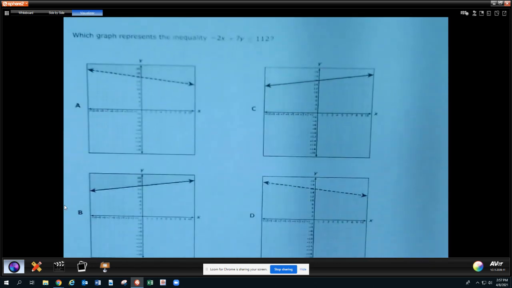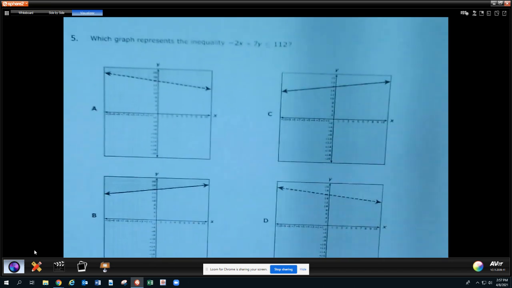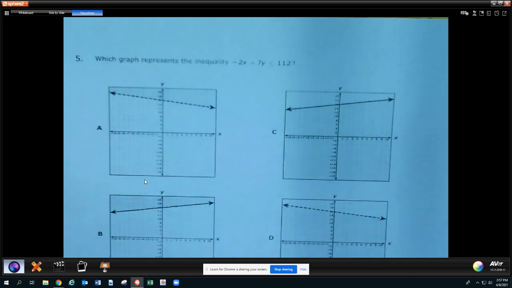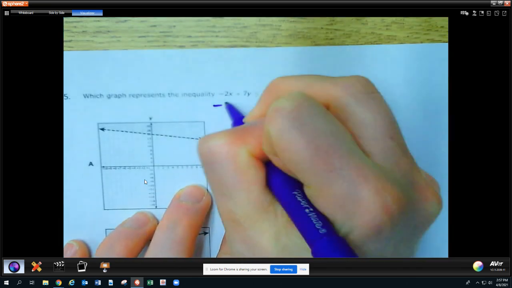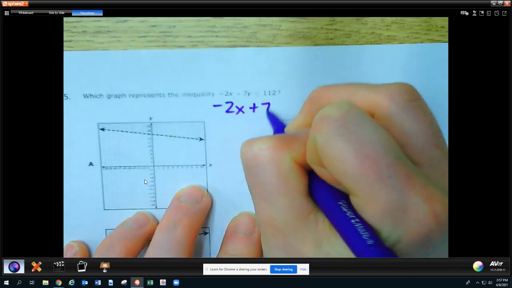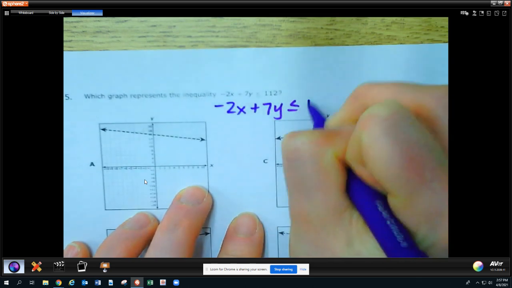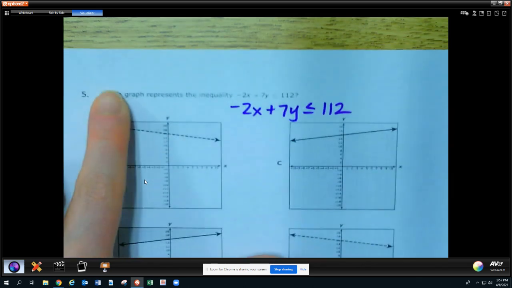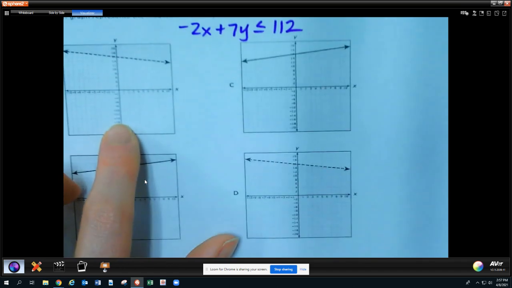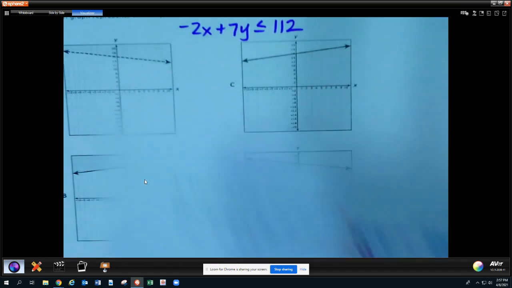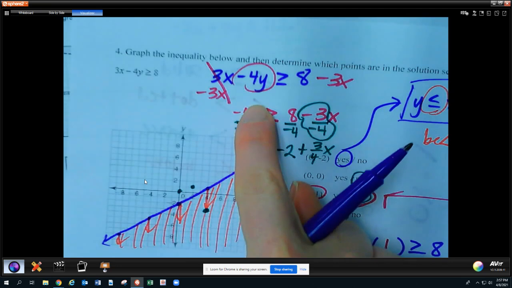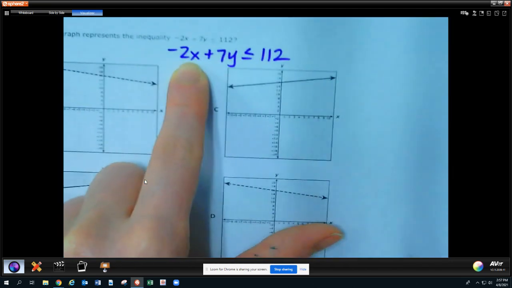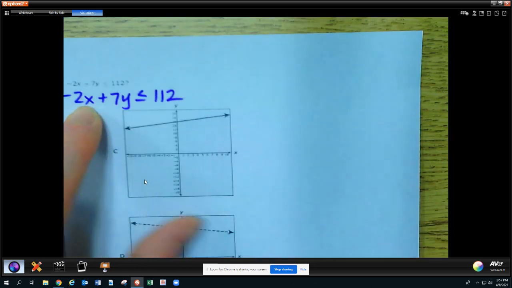Okay, so the next thing you'll have to do is match a graph. So this is actually a STAAR question. It's kind of hard to read. So this inequality says -2x plus 7y is less than or equal to 112. And it says which graph represents this. And so that's why I did that review of solving it for y, because you have to solve this for y.